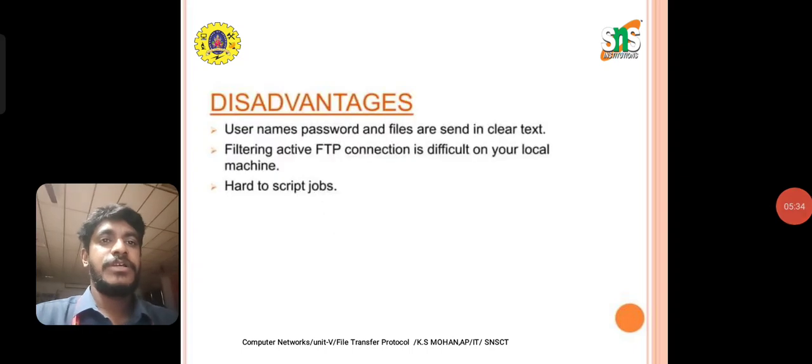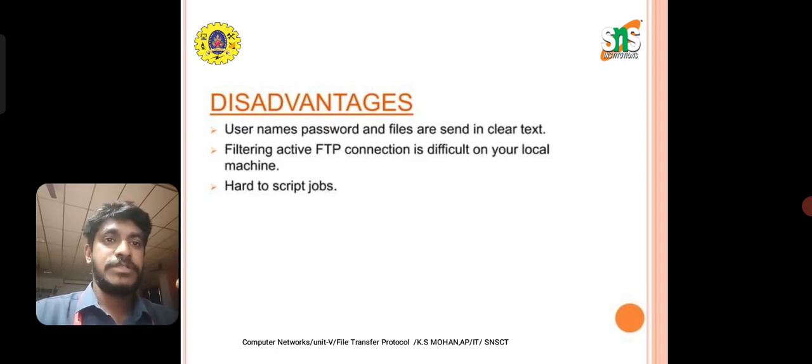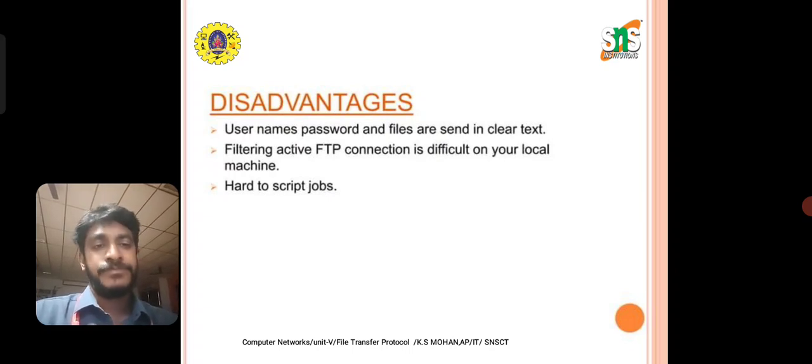We can stop this FTP topic with this slide. I hope you all understand what FTP is and what standard protocol is used for communicating between the client and server. So this is about the FTP protocol.